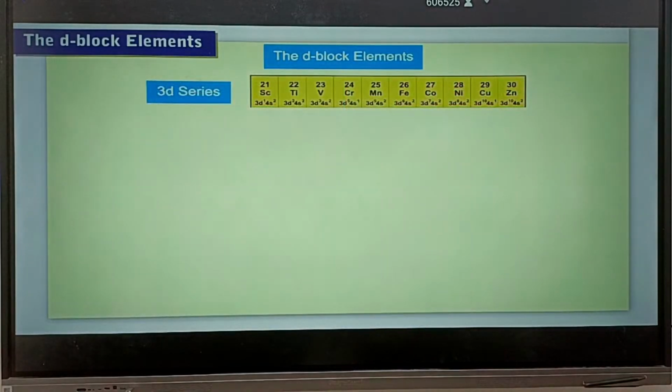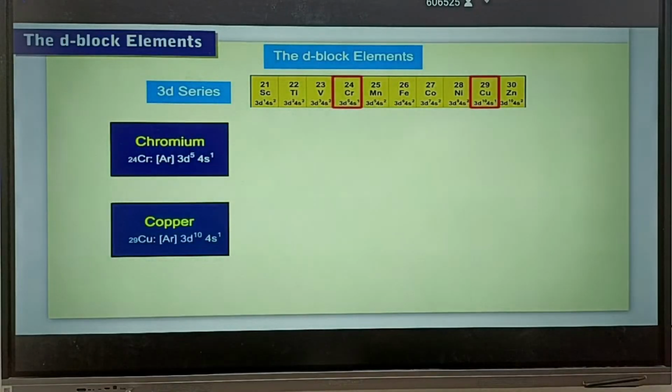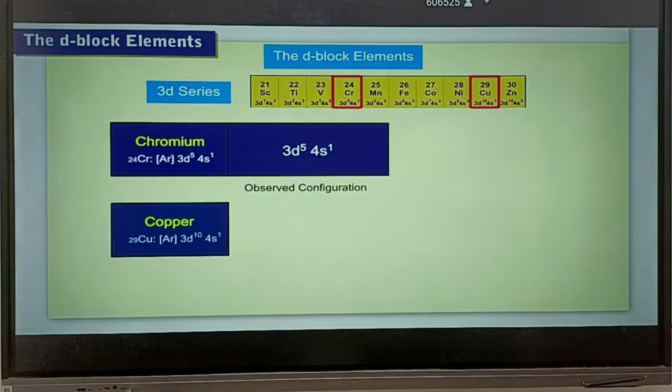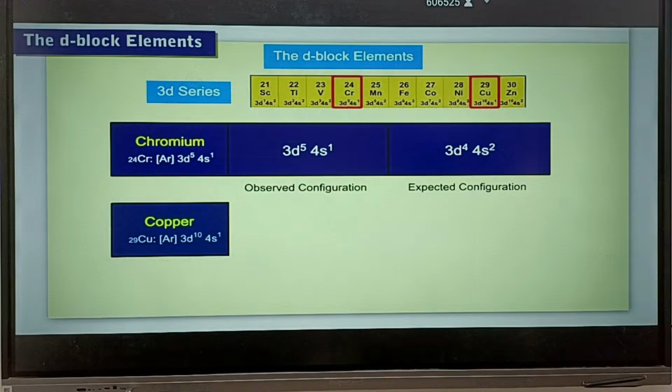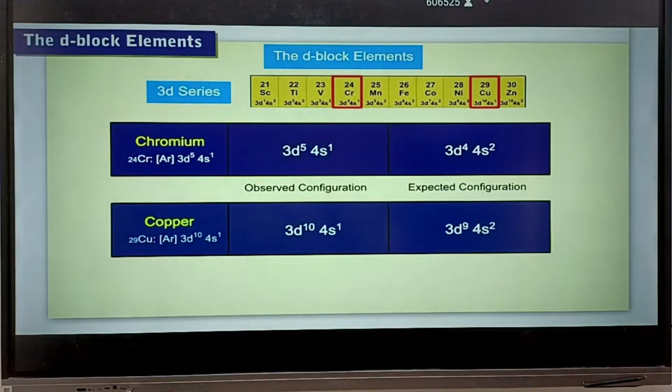A consequence of this factor can be seen in the electronic configurations of chromium and copper in the 3D series. Chromium, for example, has a configuration of 3d5 4s1 instead of the expected 3d4 4s2. Copper, on the other hand, has an electronic configuration of 3d10 4s1 instead of 3d9 4s2.